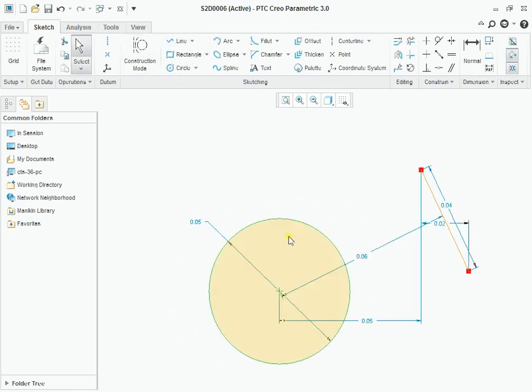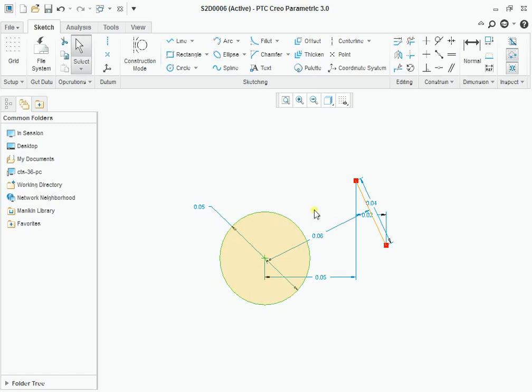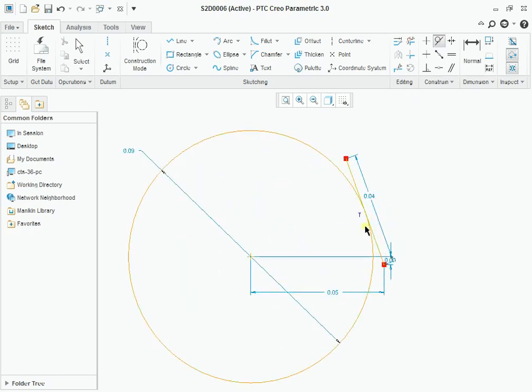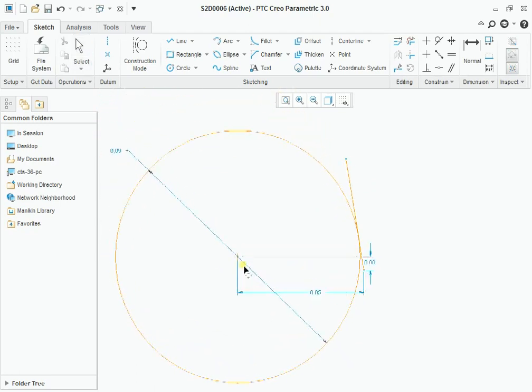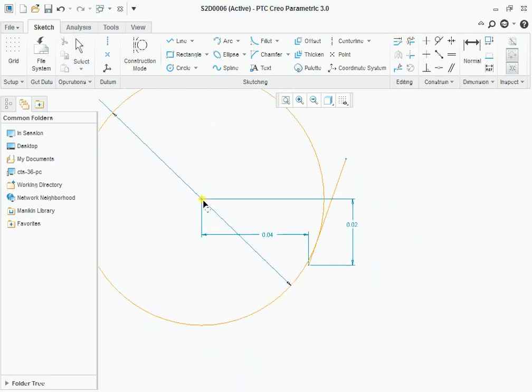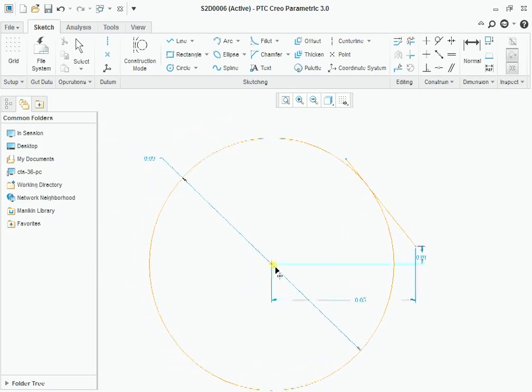So now I am going to make this line tangent to this circle. Select the tangent constraint and select the line and the circle. If you move this circle, the line also gets moved in a tangent manner along with the circle.